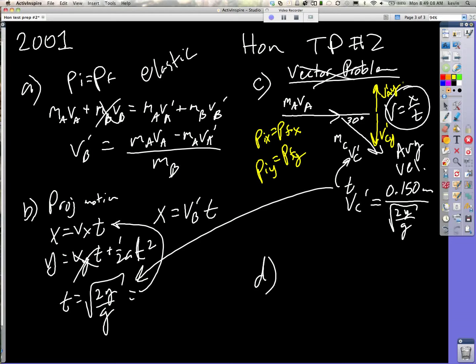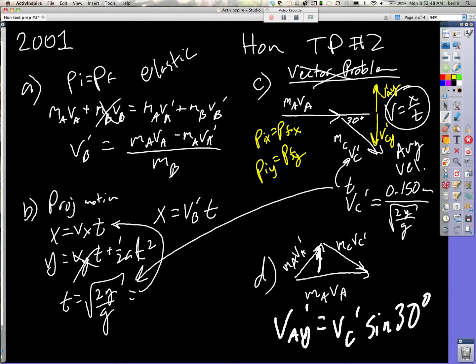So if I have V1 prime y, V2 prime y, V1 prime x, V2 prime x, the two x components add up to be V1. And then the y components have to be equal and opposite in order to conserve momentum. Oh, sorry, this should be momentum. It's not just velocity, it's momentum.